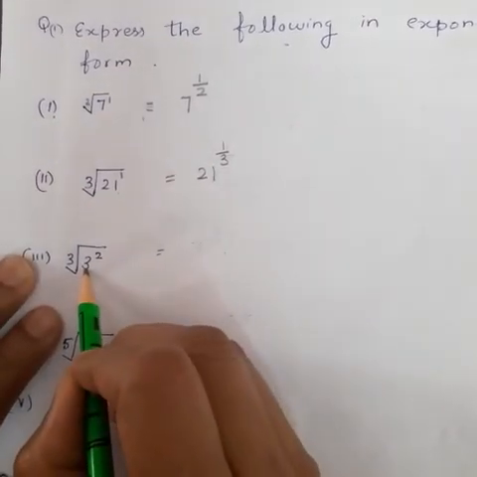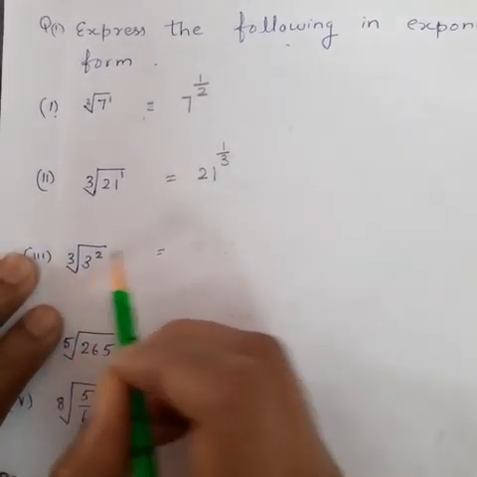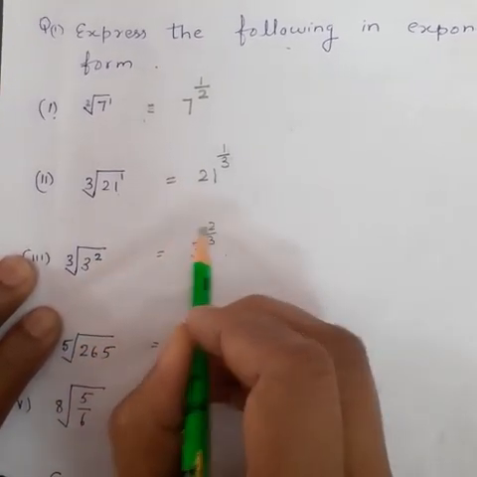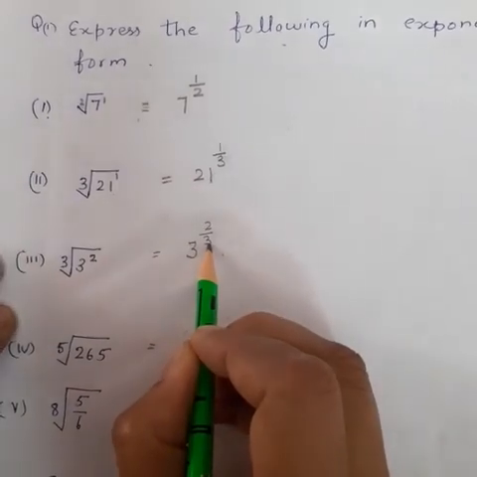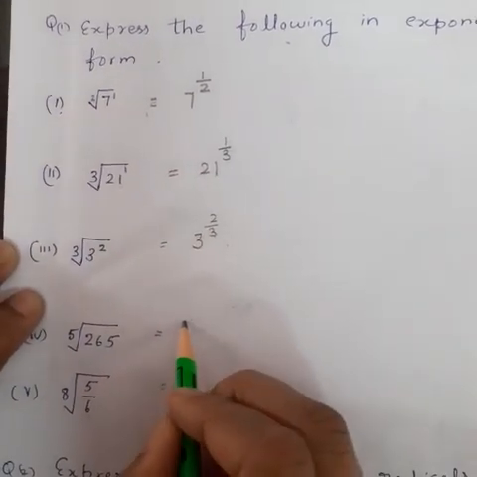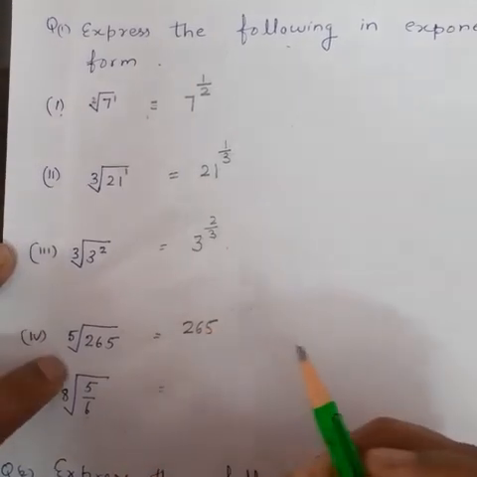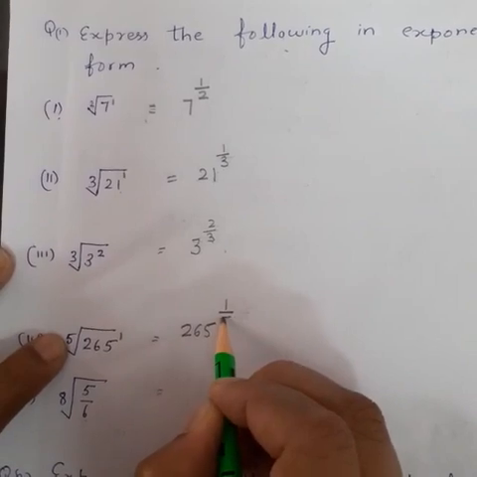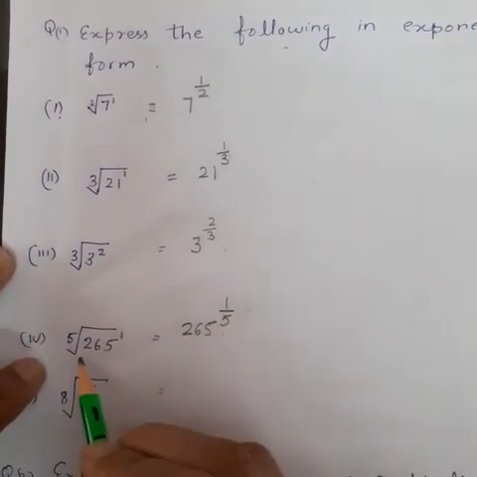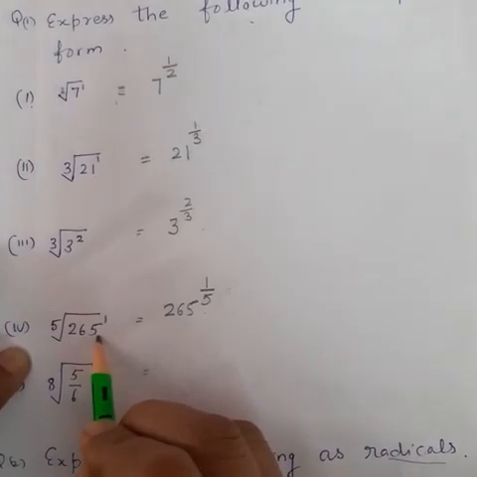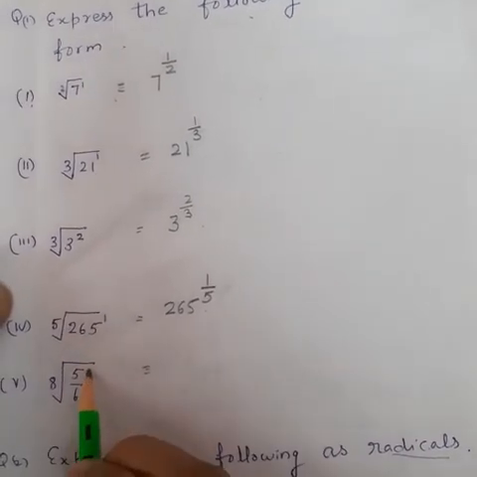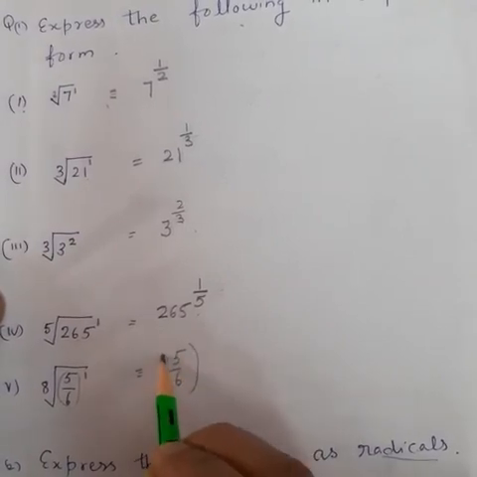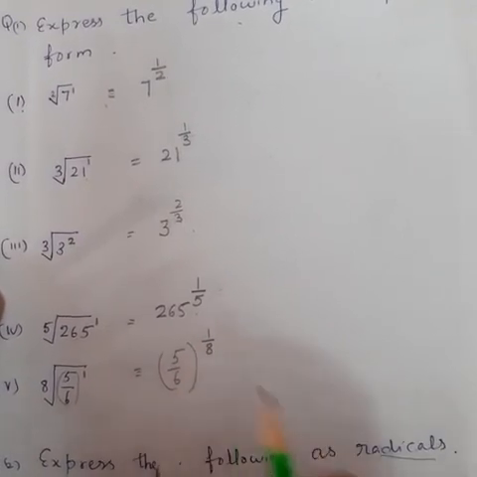Next, cube root of 3 square. 3 to the power 2 by 3. Power in the numerator, index in the denominator. Next, 265. Here the power is 1. 1 by index, which is 5. So this is the exponential form of fifth root of 265. Next one. Here the power is 1. So 5 by 6 to the power 1 by 8.